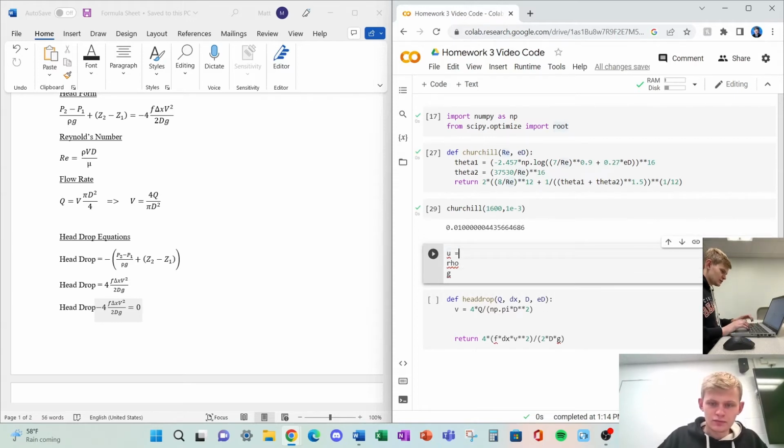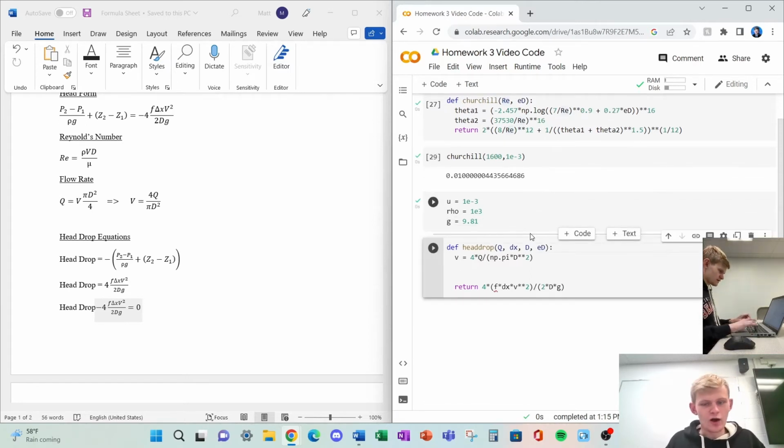So coming back up, we're going to say that our viscosity is going to be 1 times 10 to the negative 3 Pascal seconds. And then our density is going to be 1 times 10 to the exponent of 3, kilograms per meter cubed, and then our gravity is going to be 9.81 meters per second squared. All right, almost forgot that.